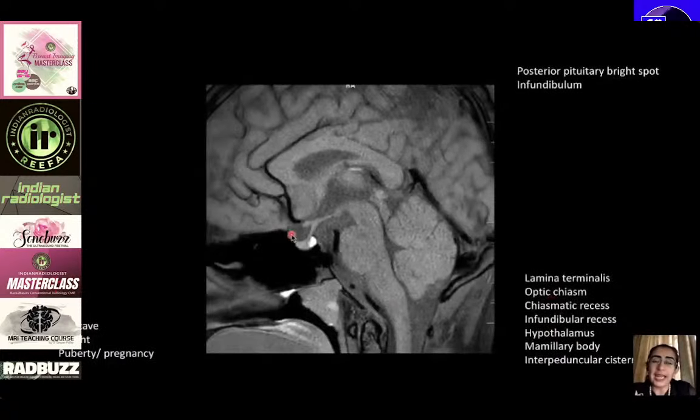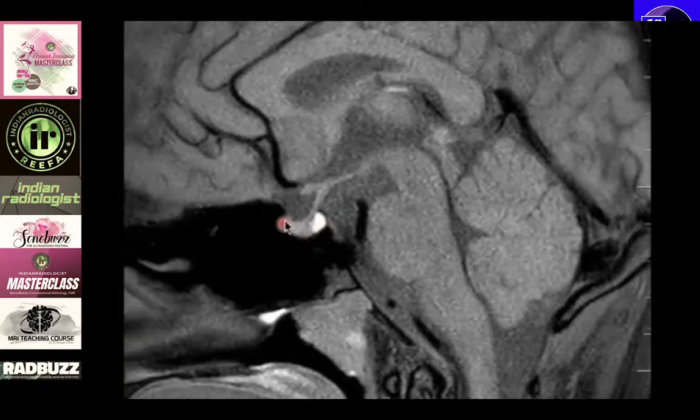This pituitary gland lies in the sella. Here we see the sella, which is a bony concave cavity. Anteriorly, here we see the tuberculum sellae. Posteriorly, we see the dorsum sellae. The sella is very closely related to the sphenoid sinus. So, any abnormality in the sphenoid sinus, for example, sinusitis or a mucocele in the sphenoid sinus, should be included in our reporting of the sellar pathologies.